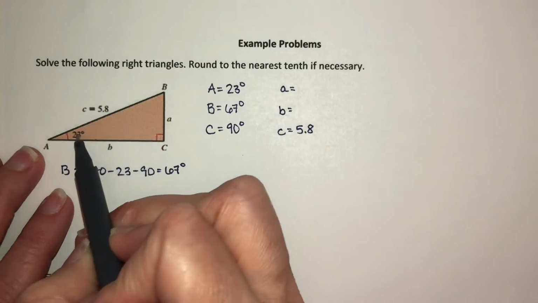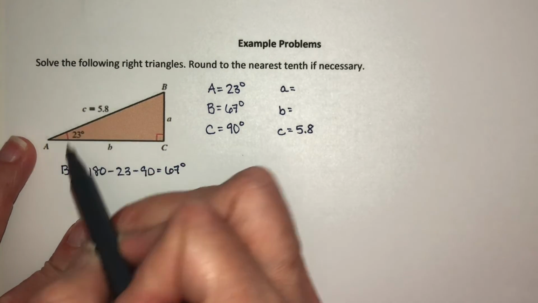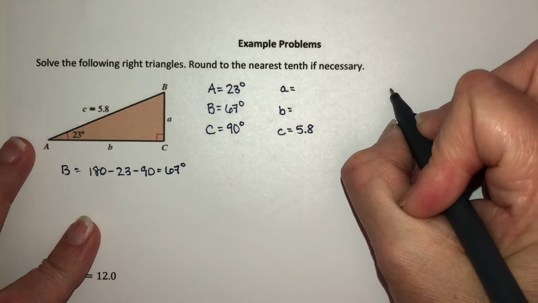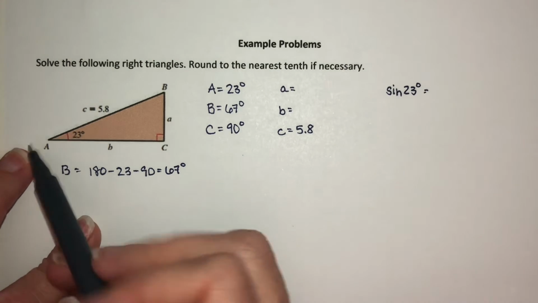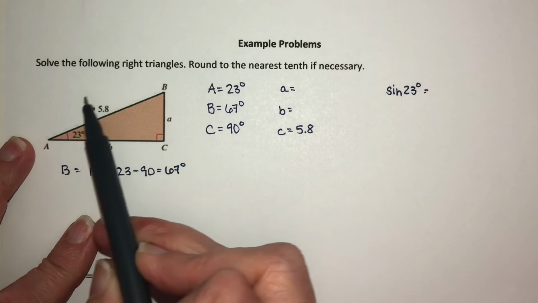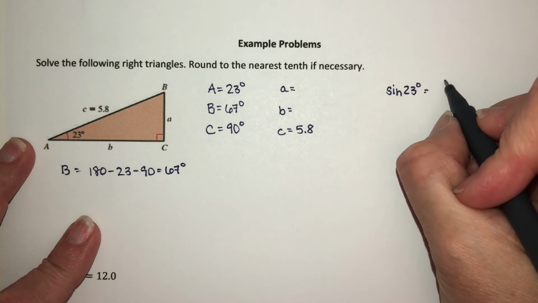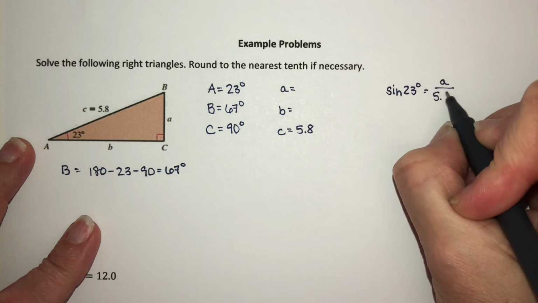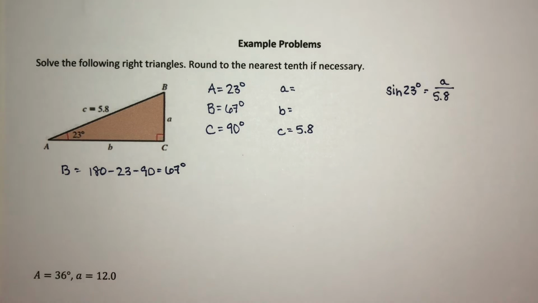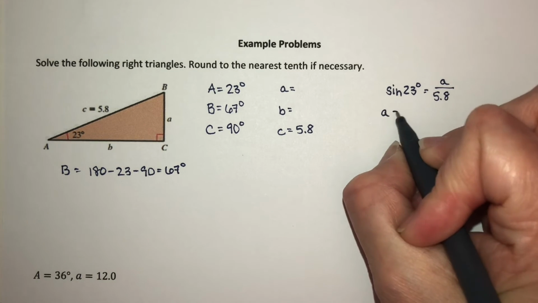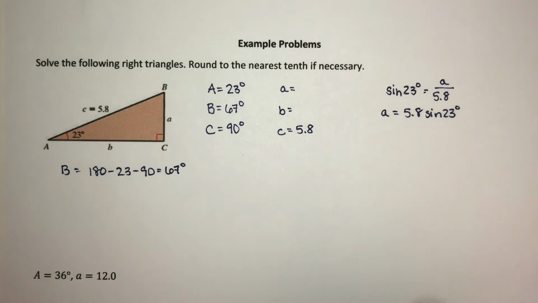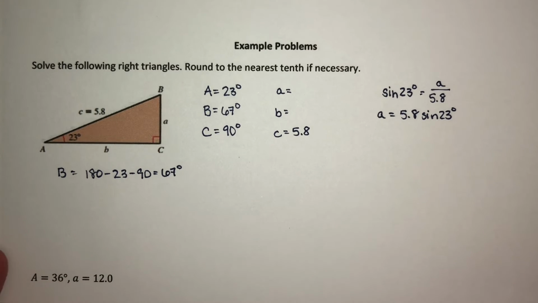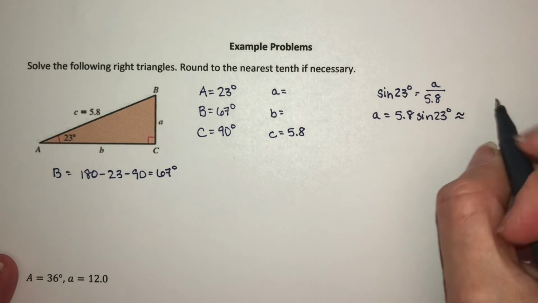Okay, so since I've got this angle and a hypotenuse, if I find sine of 23 degrees, sine is opposite over hypotenuse. So this should be a over 5.8. Okay, so that means my a value is 5.8 times sine of 23 degrees. And that is approximately 2.3.